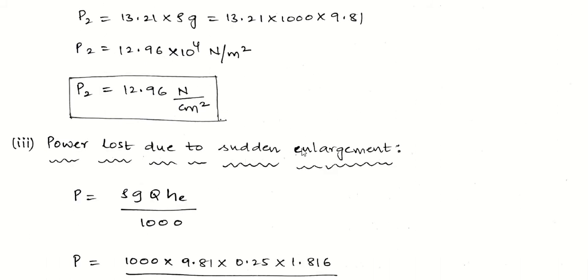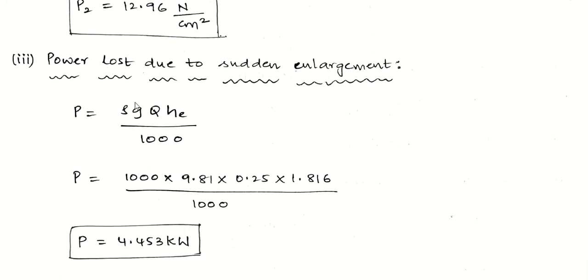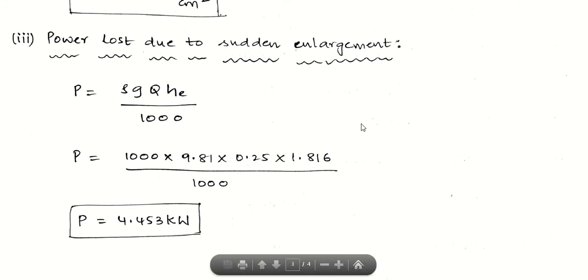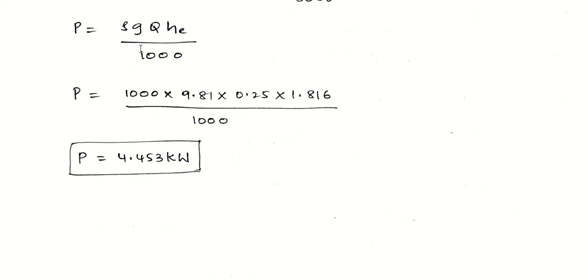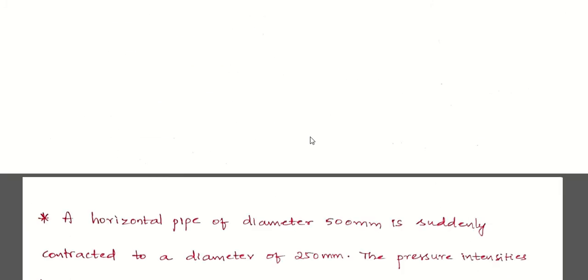Okay. And what is the third question given to us? Calculate power loss. So the power loss formula is rho g Q H by 1000. You can check out my earlier video where I discussed power transmission through pipes, how you get the power formula. Just go through that video. Now just substitute. We have rho, we have g, we have Q, we have He. Substitute, and you'll get the value of power lost, which is 4.453 kilowatts. Why? Because we divided by 1000. Clear? This is the second model of question where pressures are given.